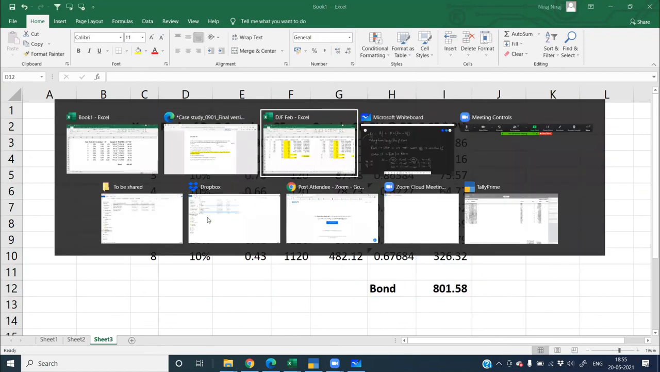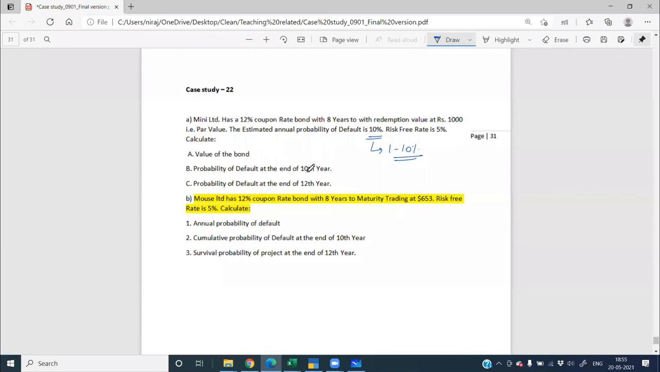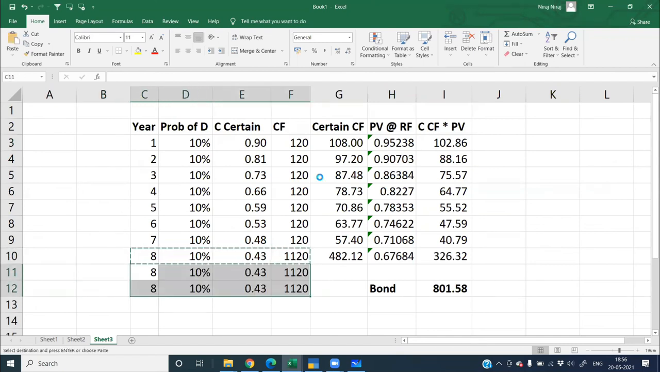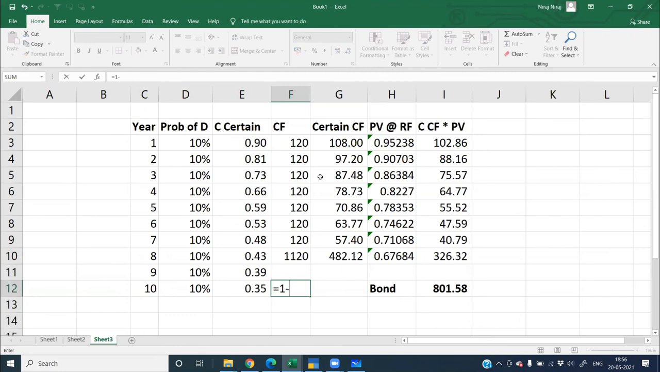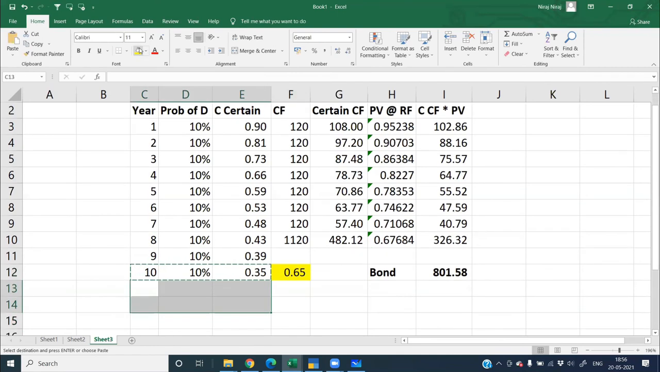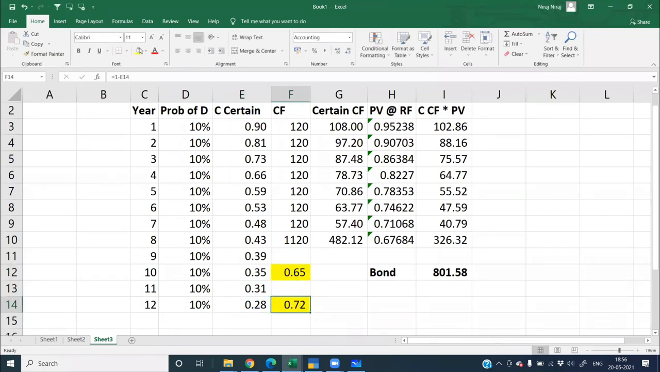Okay. Now, if you look at the question, the second question that they've asked is probability of default at the end of 10th year. So you have to do nothing. You have to just stretch this at 10th year and you will have to calculate what is my probability of default. If probability of certainty is 0.35, then probability of default is going to be 0.65. Then they've asked calculate the probability of default at the end of 12th year. So if probability of certainty is 0.28, then probability of uncertainty is 0.72. So this is how this has to be solved.